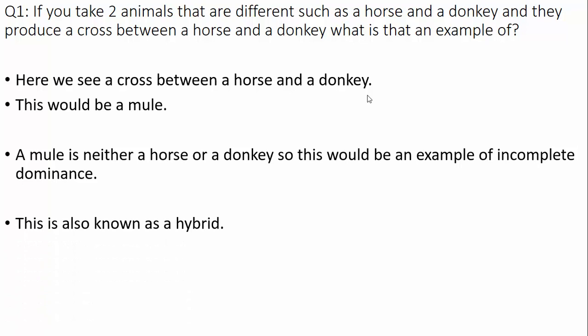Now, there's another word that is used for incomplete dominance, and that is a hybrid. And we talked about these hybrid traits when we did our genetics lab, when we flipped the coins and rolled the dice. So an example of a cross between a horse and a donkey would be a mule. An example of that would be a hybrid.